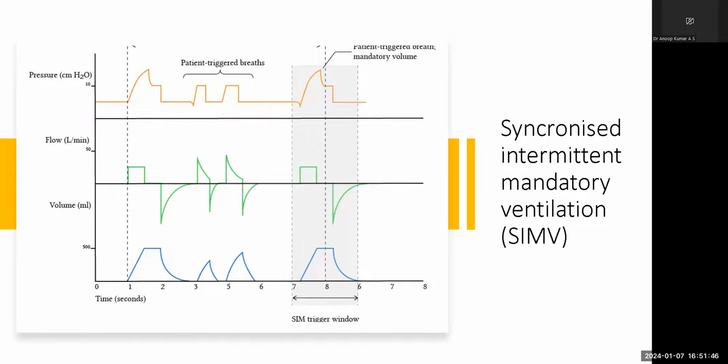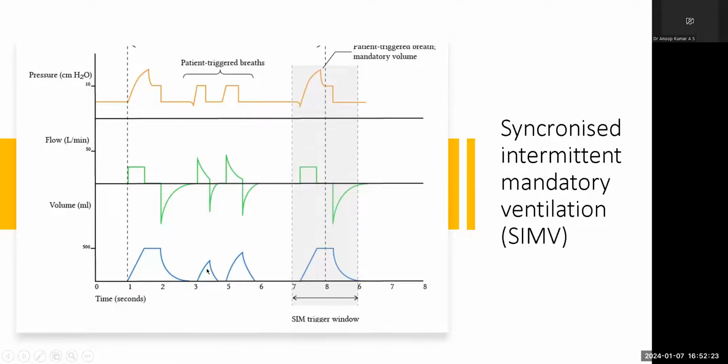Now coming to the SIMV or synchronized intermittent mandatory ventilation. Here, again, you can see at a particular time, the machine will be delivering a breath depending on the rate we are keeping. But this is also patient triggered. If the patient is having a respiratory effort, it is triggered; if the patient is not having adequate effort, the machine will deliver at that point of time. In between the controlled breaths, the patient will be having triggered breaths. But depending on the patient effort, the volume will be varying.